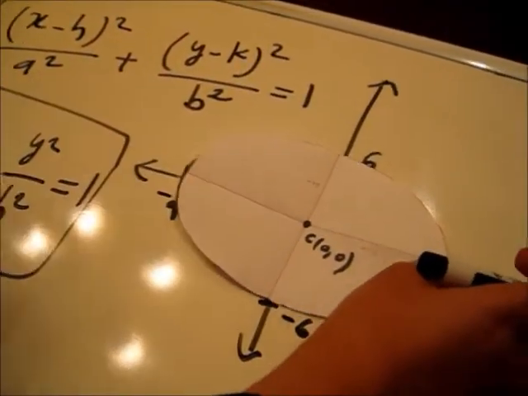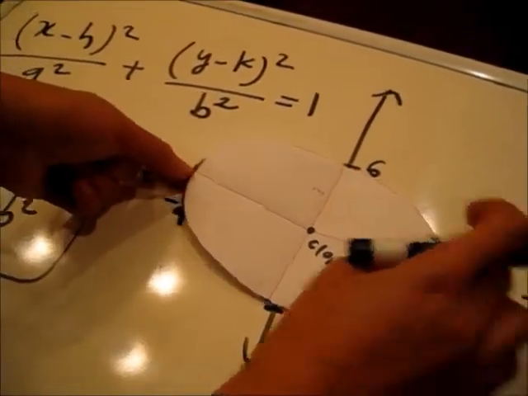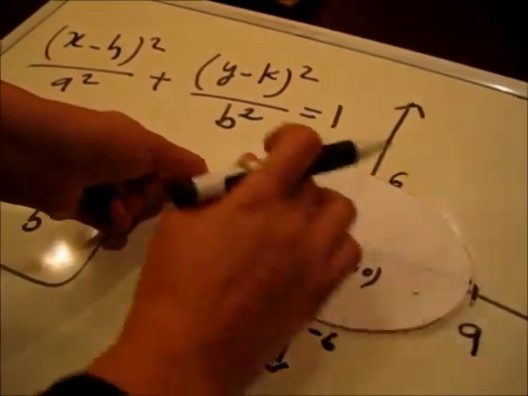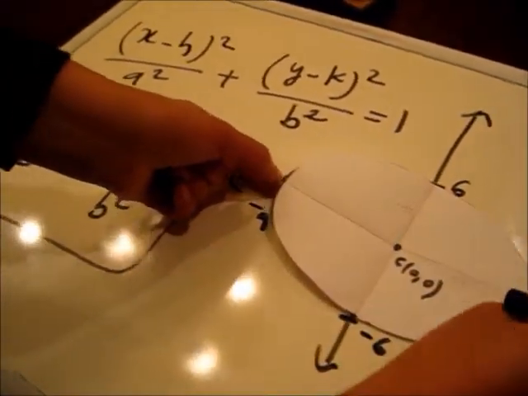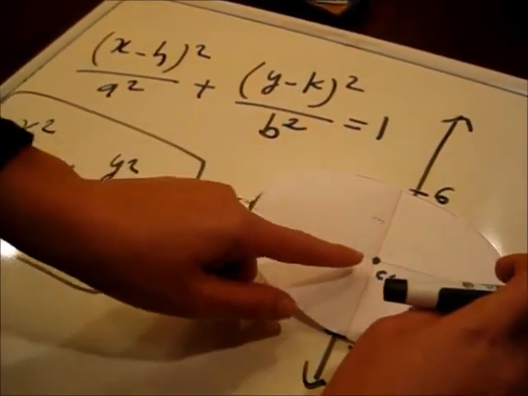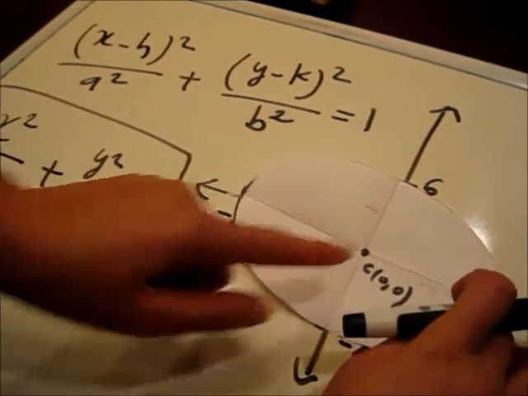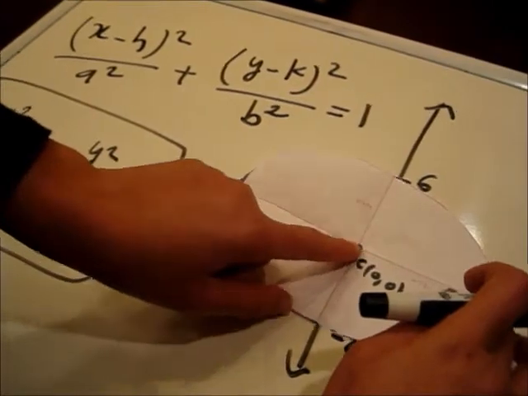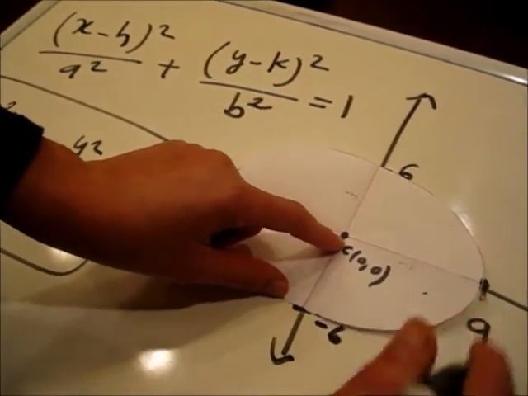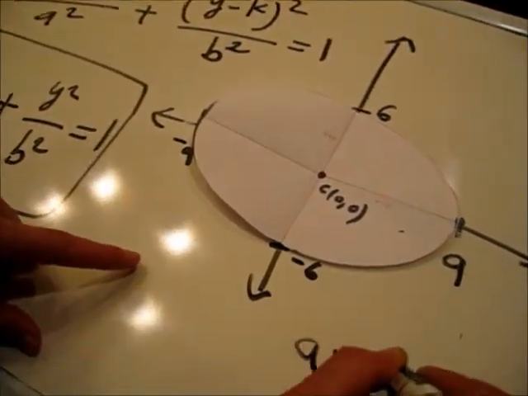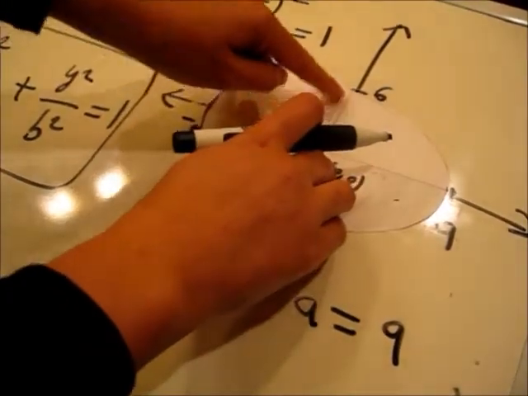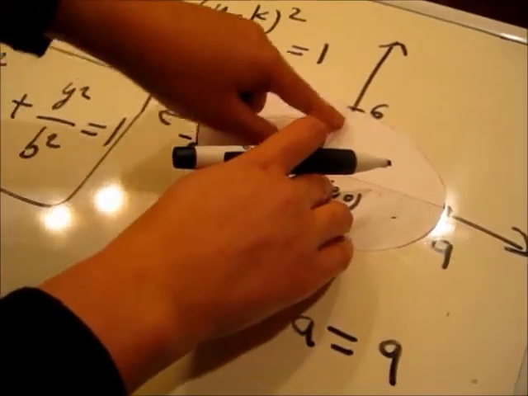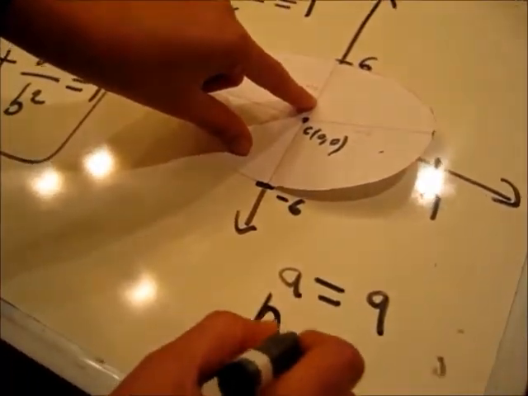To find the a value, we look at these vertices. This ellipse is elongated along the x-axis, and this is the longer side, which corresponds to the a value, and we have a equals 9. So we have a equals 9, and the b squared comes from the b value over here, and b equals 6.